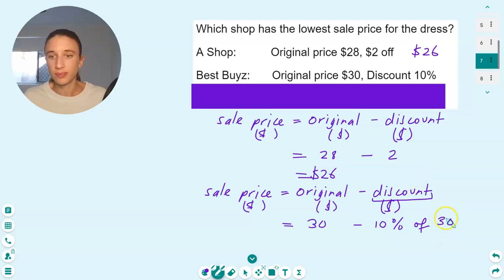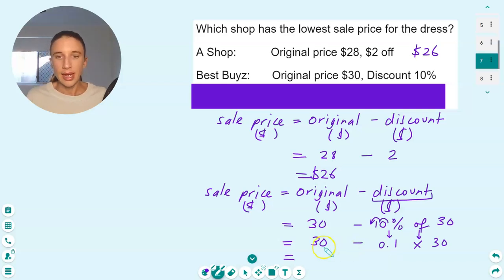So I'll just write that. And then from the previous slides, we know that we must convert those, right? 10% means 0.1. Converting it to a decimal, percentage to a decimal. Of means times, 30 means 30. And we can just chuck that straight in. So 30, take 0.1 times 30. And our sale price is $27.